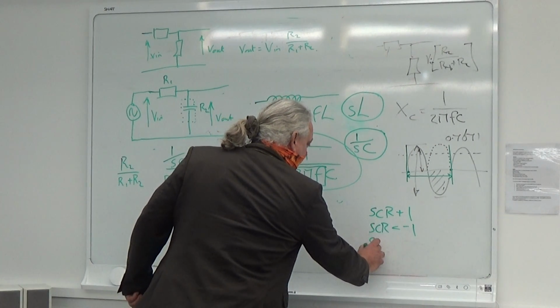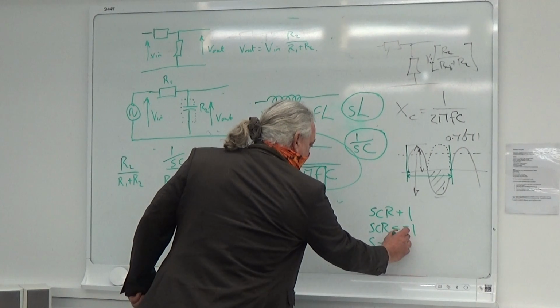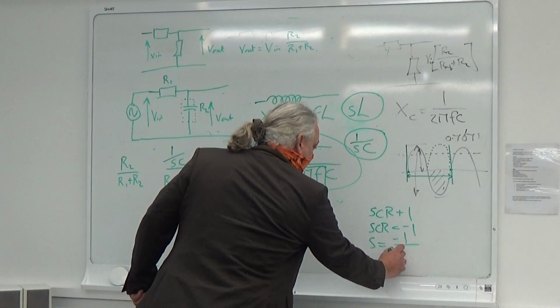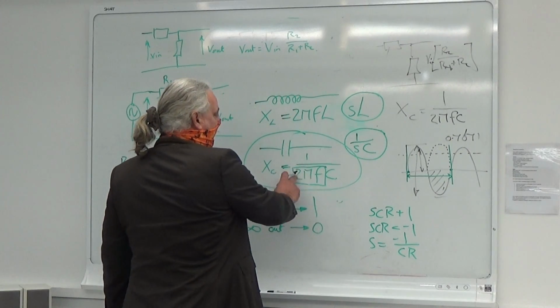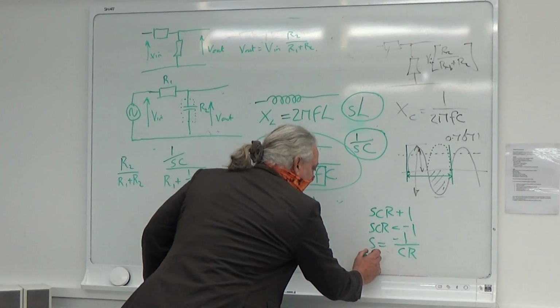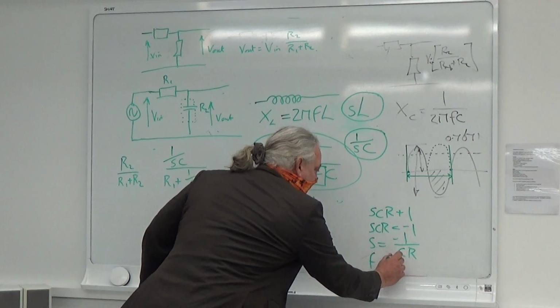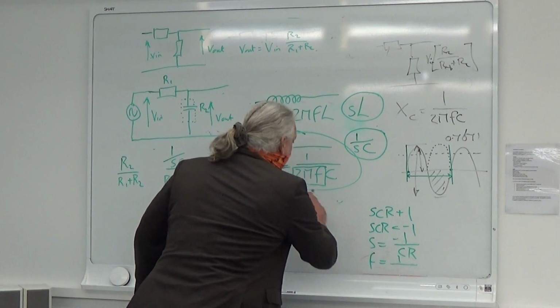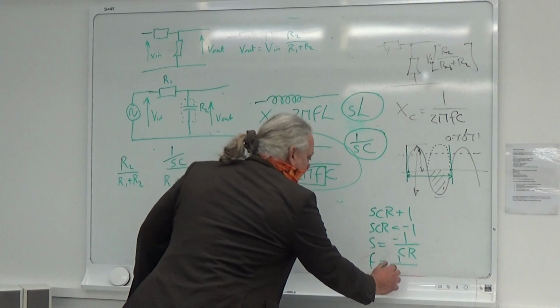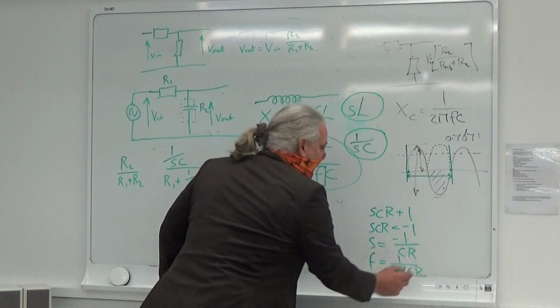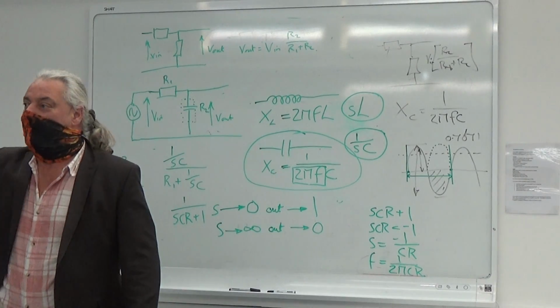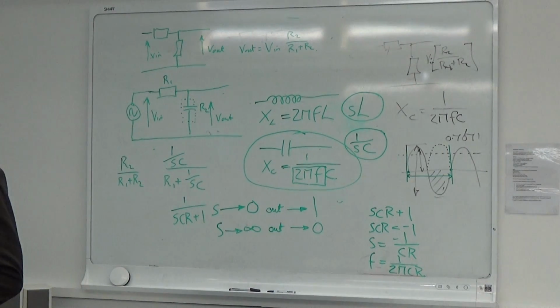So what that means is that where S is equal to minus 1 upon CR, or if we now turn S back into 2 pi F, F is equal to 1 upon, forget the negative because that's just because it's complex, 2 pi CR. That gives us the frequency of where it starts to drop off. All from the maths. All from the magic.